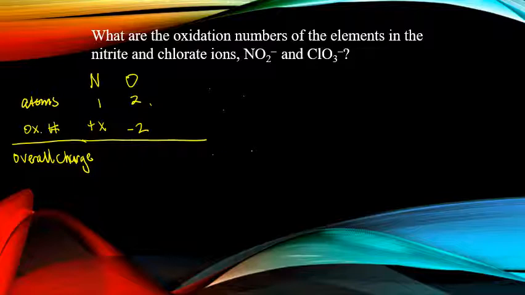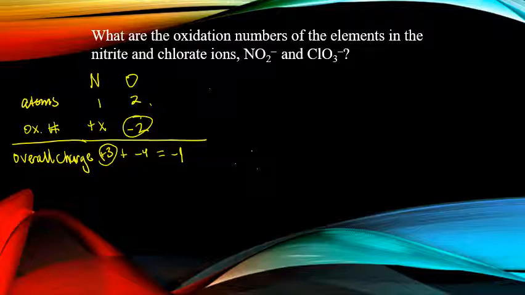However, what we do know is that in this ion, the sum total should equal -1. So when I'm setting this up, I have X plus a -4 equals -1. So I know that the nitrogen must be a +3. Always report your oxidation numbers on a per atom basis. So I have the -2 for oxygen, and the +3 for the nitrogen.